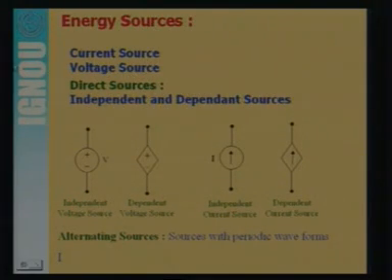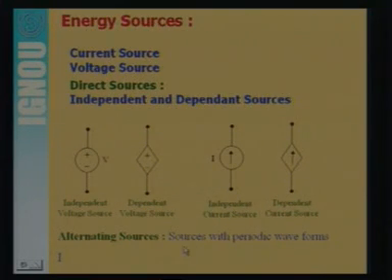Now, how do we differentiate and how can we denote these sources? This is the independent voltage source. This is the dependent voltage source. See, when we talk about the voltage source, here the sign is plus minus inside the circle. This is the dependent voltage source. This is the independent current source. This is the dependent current source.